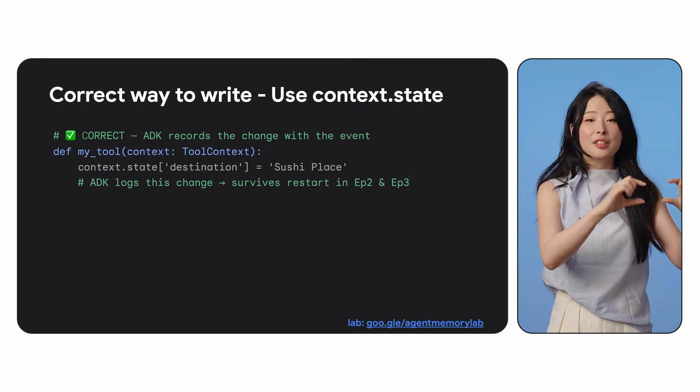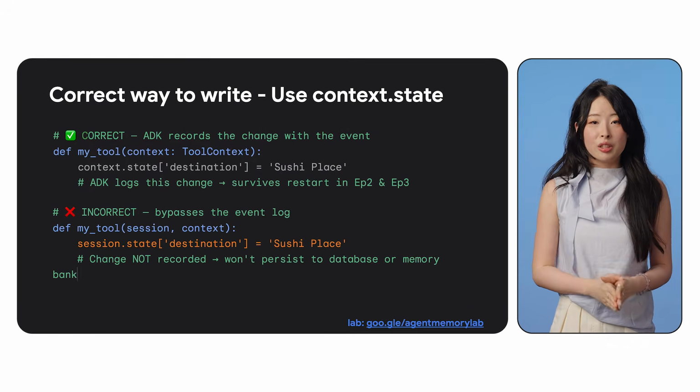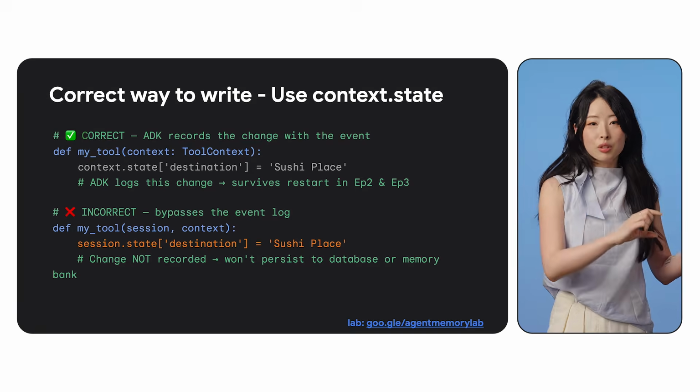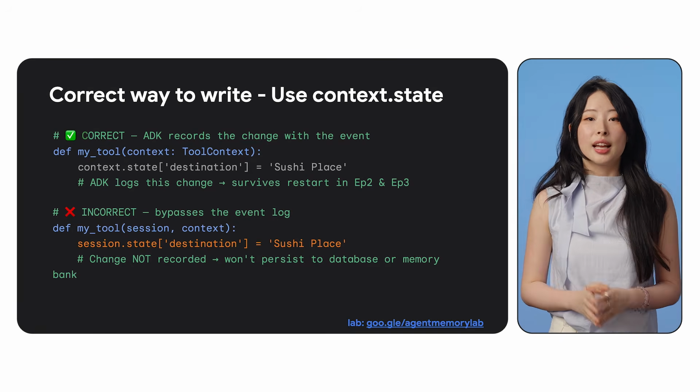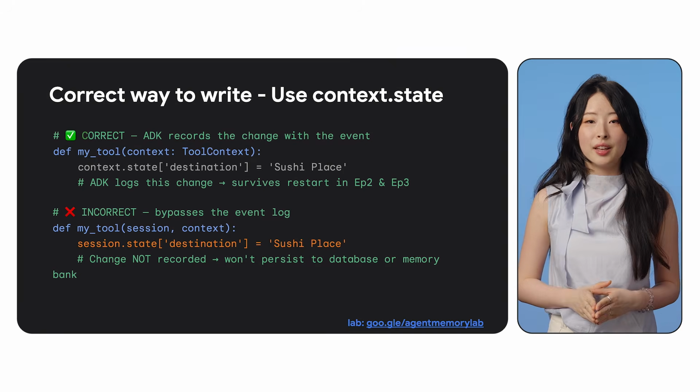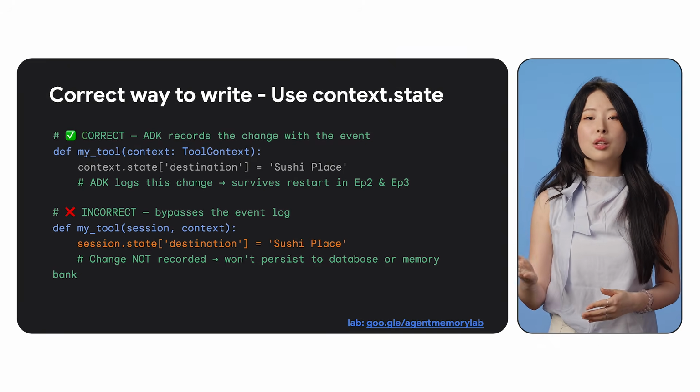One thing you really need to remember is you should never modify the session object directly in your tool code. If you do that, the change will not be recorded in the event log and the persistent service won't save it later. Instead, you should use the context that ADK gives you, or a callback. When you write to context.state, ADK records the change with an event, so it can be stored and recovered when we move to database and long-term memory. You can take a look at the screen to see the correct way. You can also use the link on the screen or QR code to find the source code.